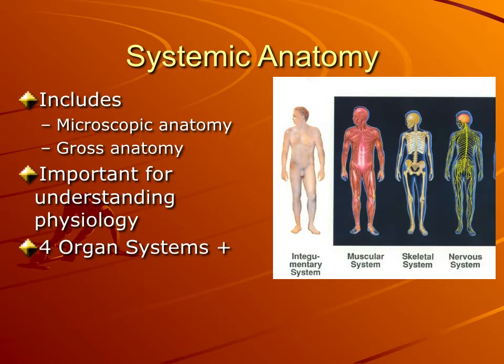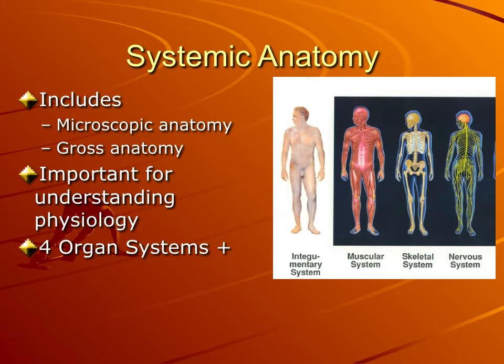Okay. As I mentioned earlier, we're going to study the skin, the muscular system, the skeletal system, and the nervous system. And in those systems, we'll study both microscopic and gross anatomy. And to understand the function of the system, you have to be able to do that. And so we're going to be going into microscopic and gross anatomy within those systems.